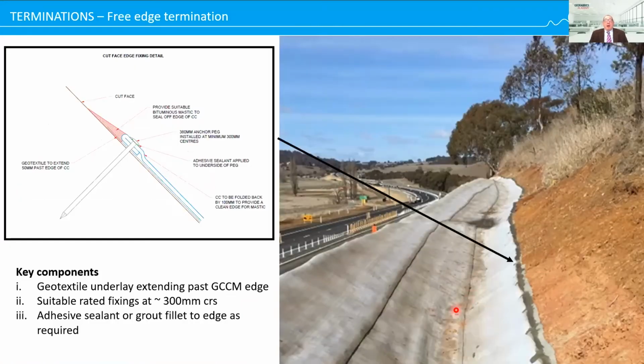Sometimes we have applications where you can't get an anchor trench in the edge, but you want to prevent water traveling in underneath the GCCM. In these applications, we use a free edge termination, which is basically the GCCM is folded over to create a thickening. We have geotextile supplied underneath there. It's pegged at 300mm centers along there to give it the mechanical strength. And then this artificially created fillet is backfilled with either grout or bituminous mastic. In this case, they use grout. So what that's saying is there are different ways we can create anchor trenches depending on the project.